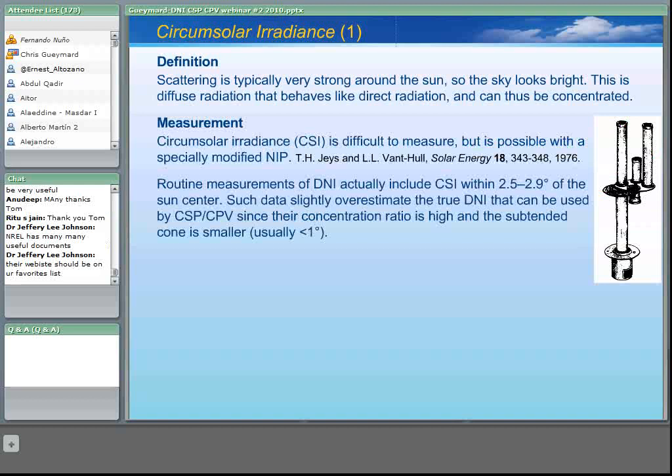Now, the routine measurements you obtain from a standard pyrheliometer actually include circumsolar irradiance within the field of view of the instrument, which is from 2.5 to 2.9 degrees from the sun center. So in other words, the DNI data you get from those instruments always slightly overestimate the true DNI that can be used for CSP and CPV, especially where their concentration ratio is high, and therefore the subtended cone is smaller, about 1 degree, smaller than the field of view of the instrument.